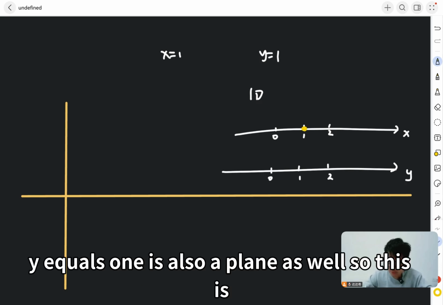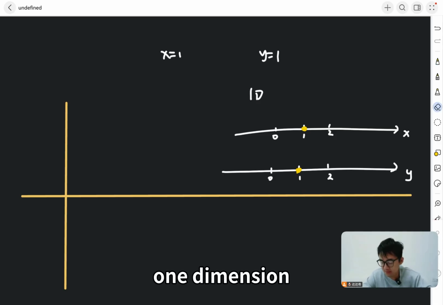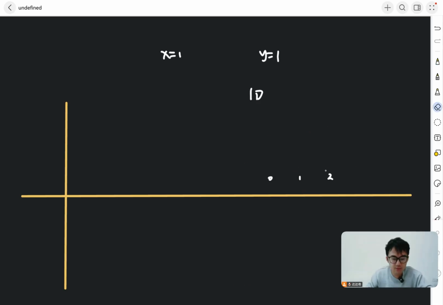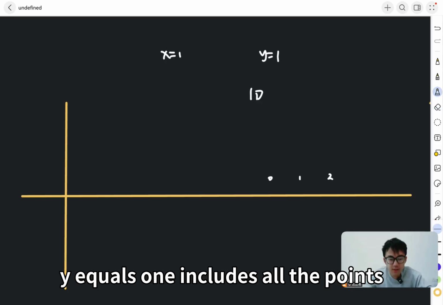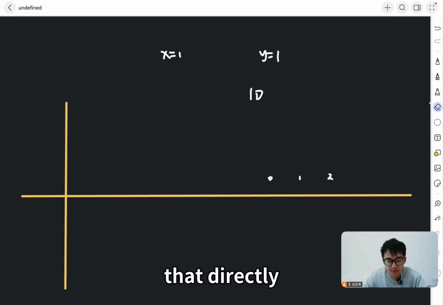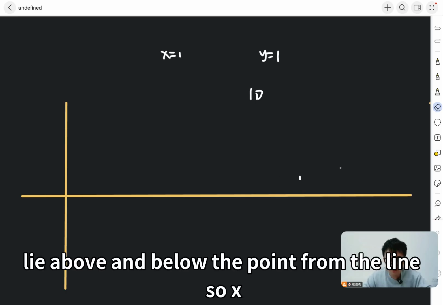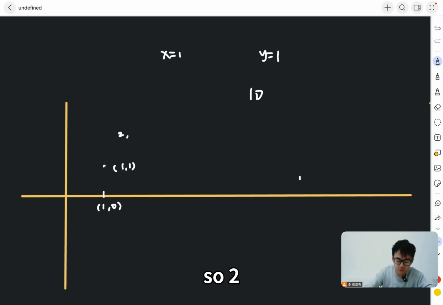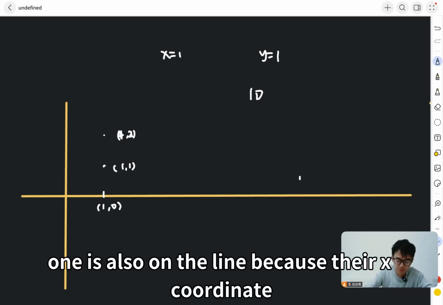So this is one dimension. Think about 2D. In a plane, y equals 1 includes all the points that lie directly above and below the point from the line. So 1, 0 is on the line, and 1, 1 is also on the line. So 2, 1 is also on the line, and 1, 2 is also on the line.